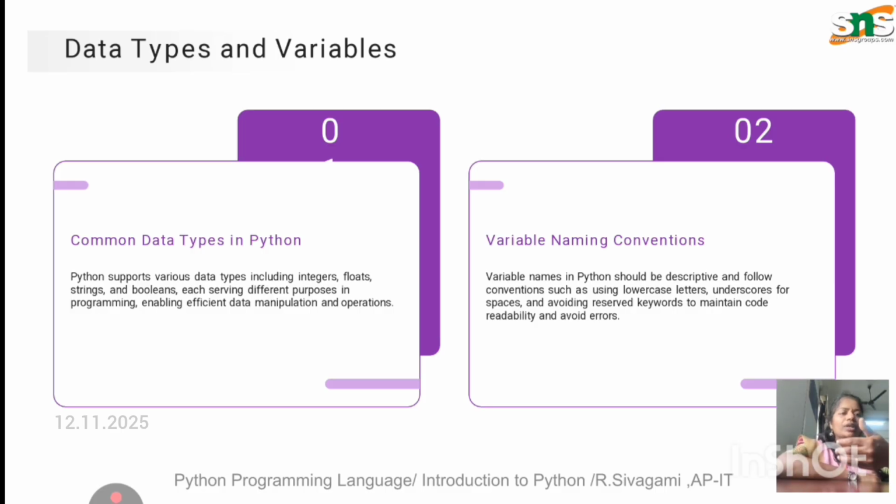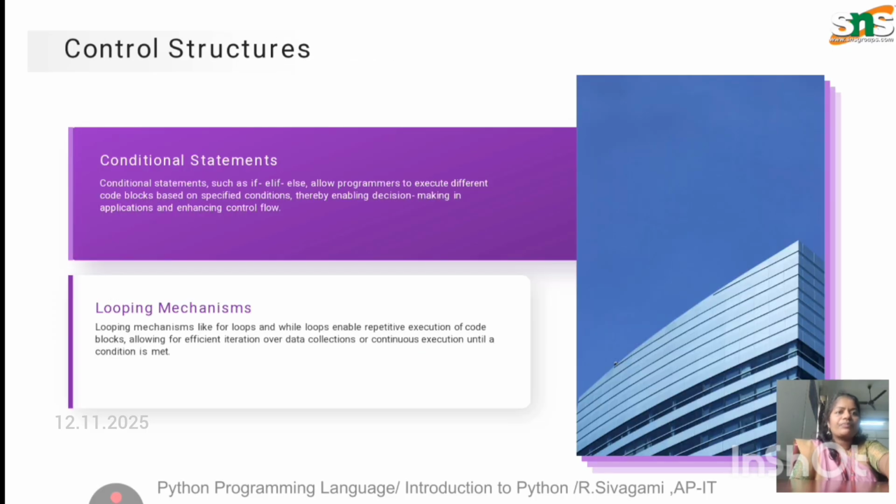If we want to store some values in one place, that place needs an address. That is called a variable.